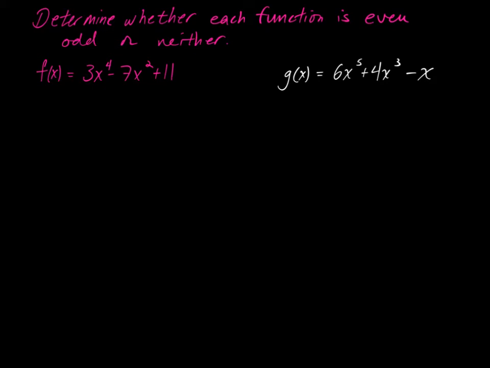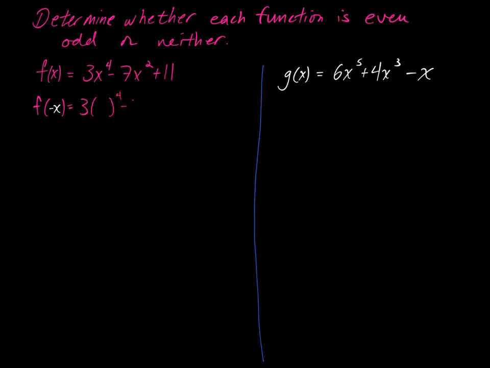Determine whether each function is even, odd, or neither. In the first example on the left side of the screen, you can see that the function is f of x equals 3x to the fourth minus 7x squared plus 11. And the first step to figuring out whether a function is even, odd, or neither is to substitute negative x in, or make your input negative x.